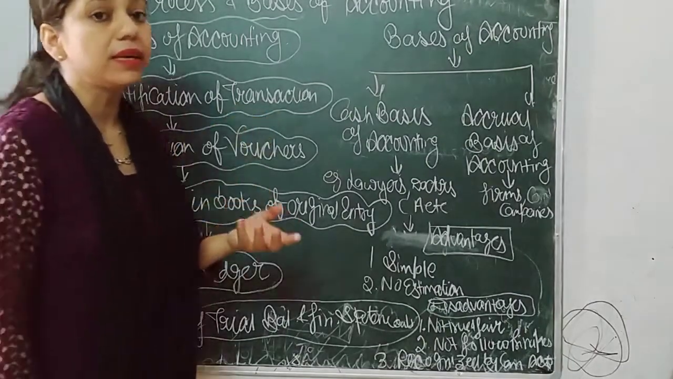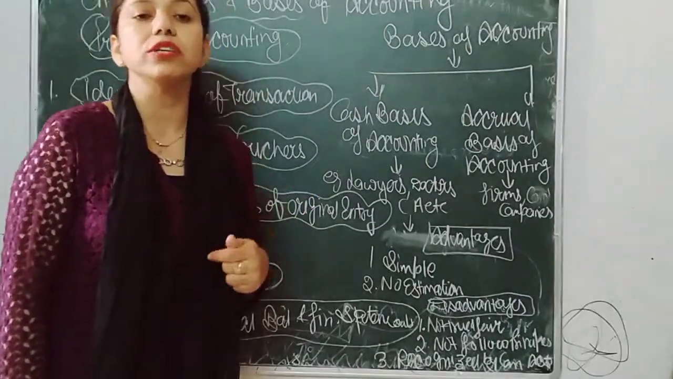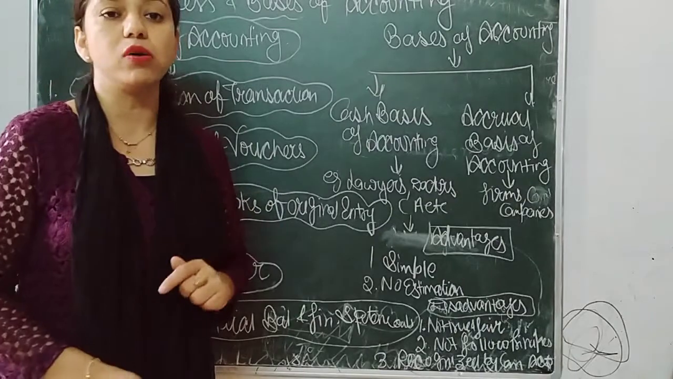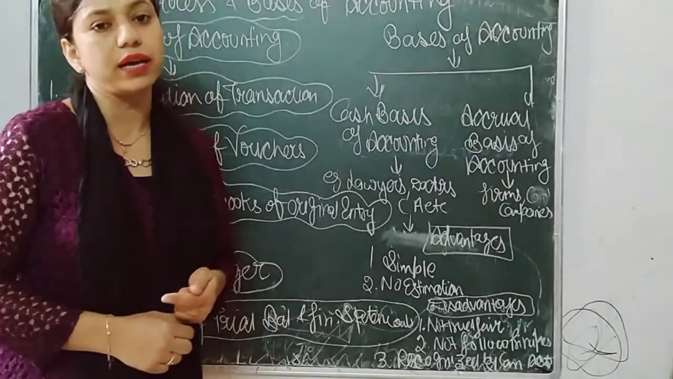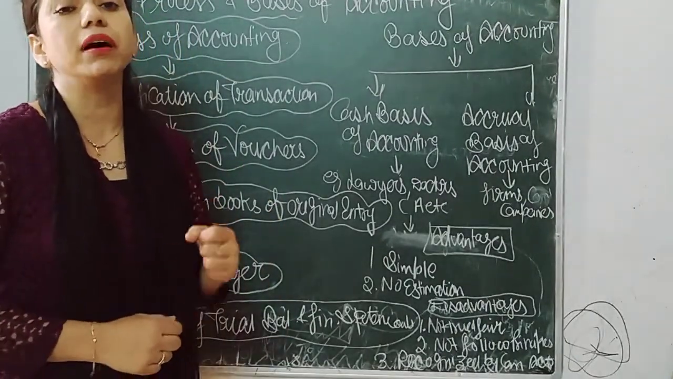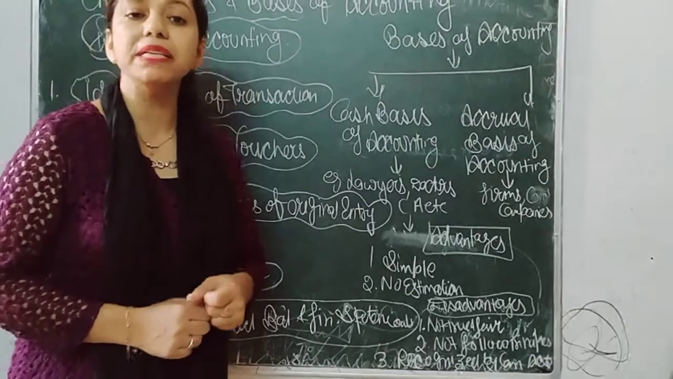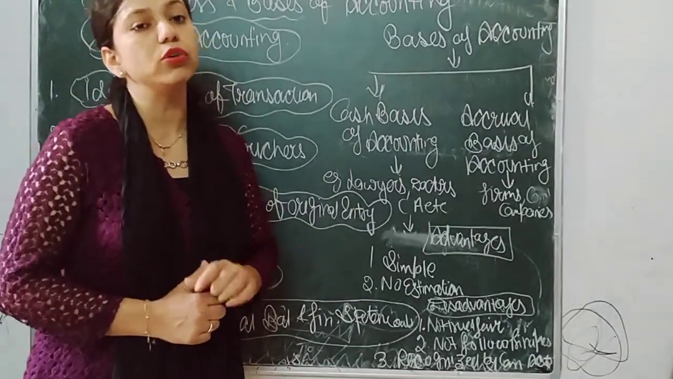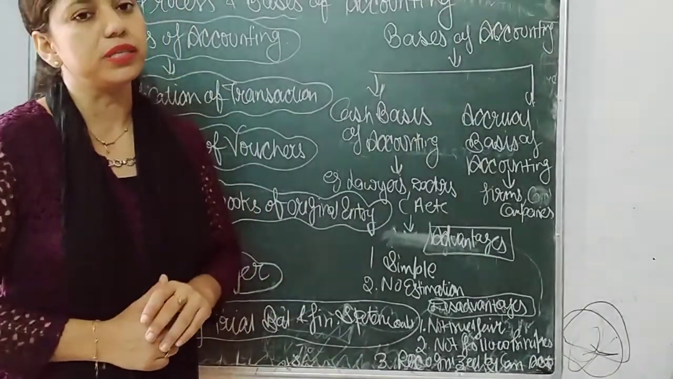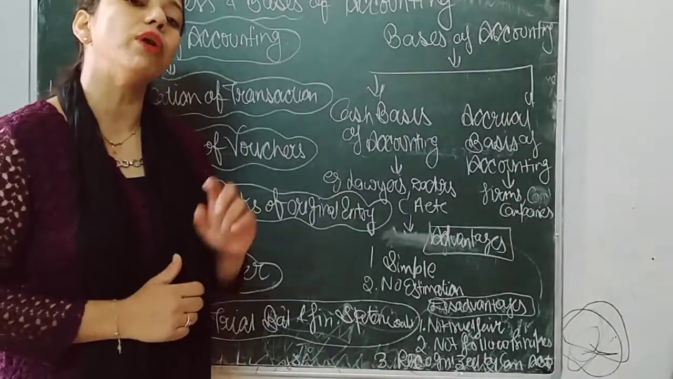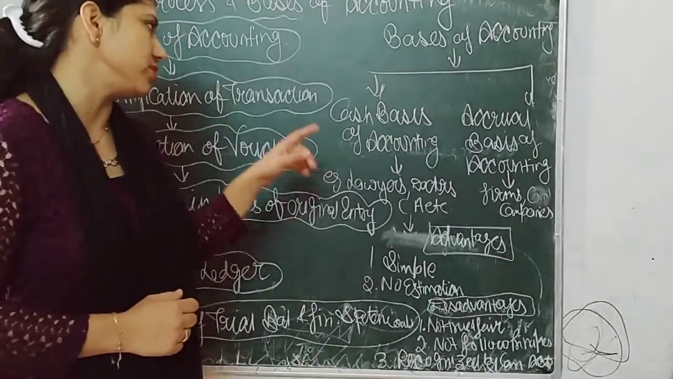Identification of transaction. What does it mean? As we all know, in accounts only those transactions are recorded which can be termed in terms of money. That means non-monetary transactions cannot be recorded in accountancy. So all of us have to identify the monetary transactions.